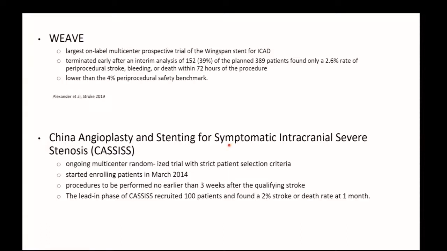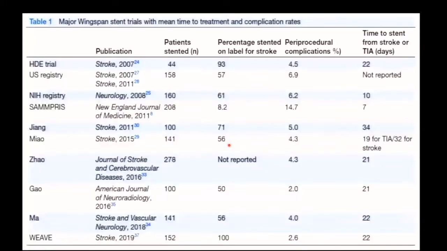And they have the same on-label criteria like the WEAVE registry. They are very selective about these patients. And this is to summarize all the trials that used the Wingspan stent, which is the only device approved by the FDA till this moment, actually, for ICAD.